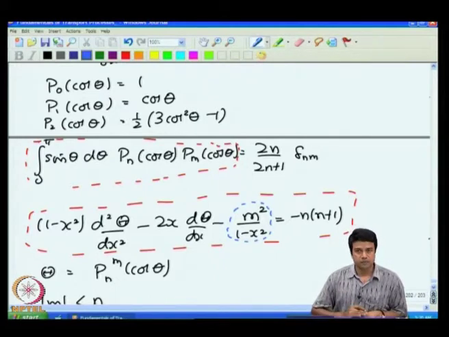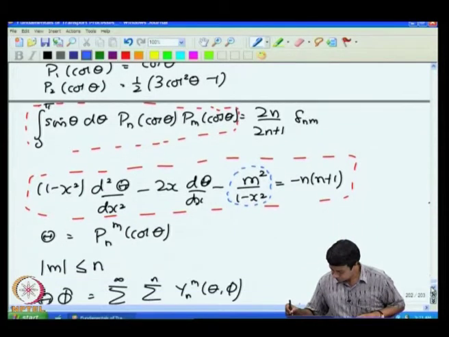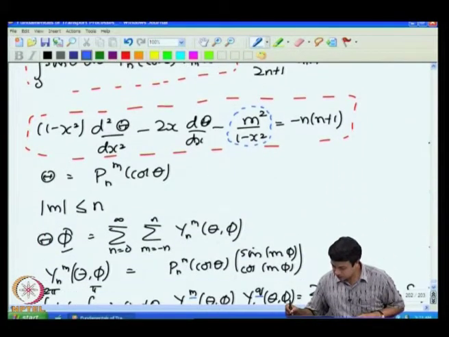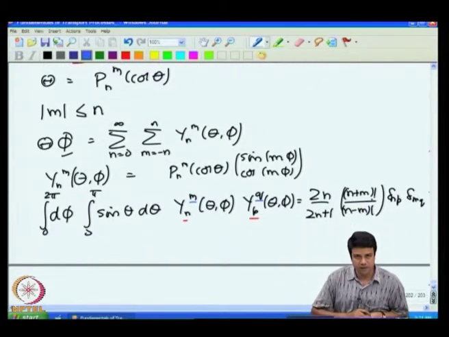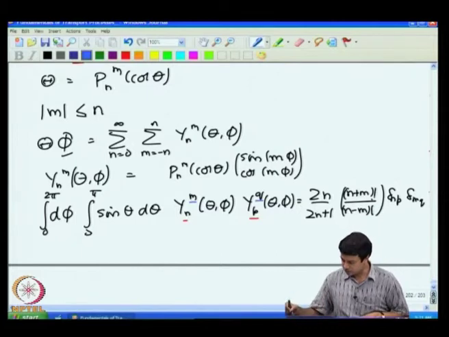Okay. So, for example, for n equal to 2, m varies from minus 2, minus 1, 0, plus 1, plus 2. So, there are 5 solutions; for n equal to 1, there are 3. In general, for any value of n, the number of solutions is 2n plus 1. And I told you that the Legendre polynomials along with sine and cosine can be put together to give you spherical harmonics. P n m of cos theta times cos and sin of m phi gives you a spherical harmonic expansion, which also satisfies the orthogonality relation.